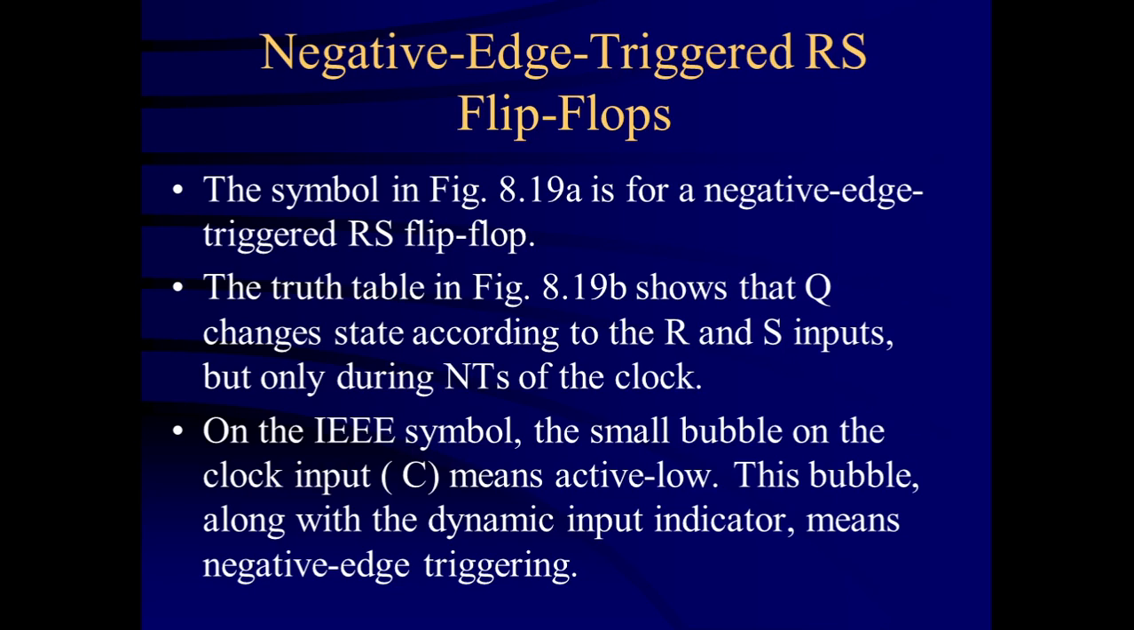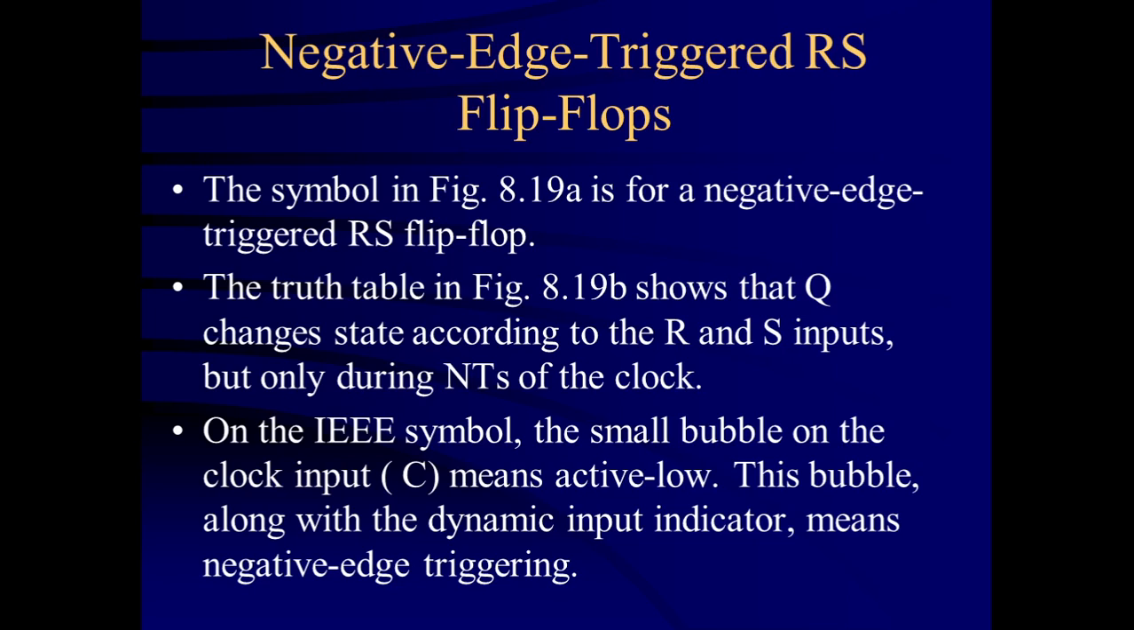Now we can discuss the same thing for the negative edge triggered RS flip-flop. In a similar way, prior to the gated RS flip-flop or clocked RS flip-flop, you can utilize a negative pulse forming circuit to prepare a negative edge triggered RS flip-flop. The symbol in figure 8.19a is for the negative edge triggered RS flip-flop. The truth table in figure 8.19b shows that Q changes the state according to the R and S inputs, but only during the negative transition of the clock.